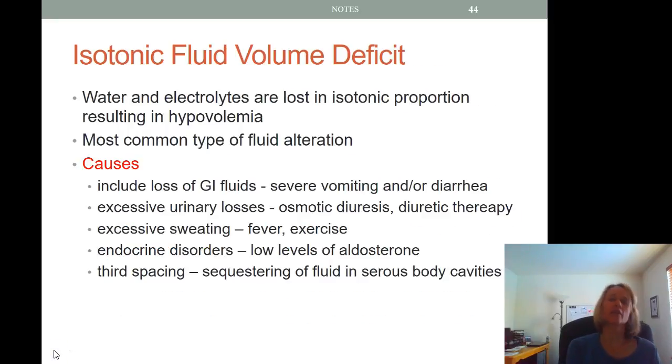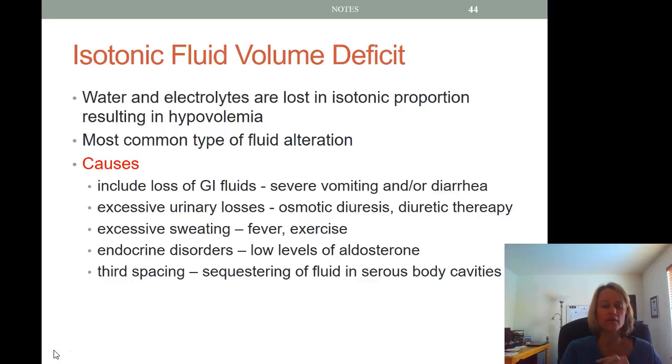Okay, so let's look at isotonic fluid deficit. So here we have water and electrolytes that are lost in isotonic proportion, resulting in hypovolemia, or low blood volume. This is the most common type of fluid alteration. Causes include a loss of gastrointestinal fluid, such as with severe vomiting and or diarrhea. We can have this with excessive urinary losses, say due to osmotic diuresis. So things like maybe glucose is pulling excess water out of the blood and into the urine.